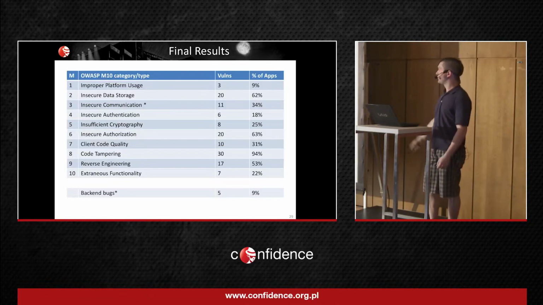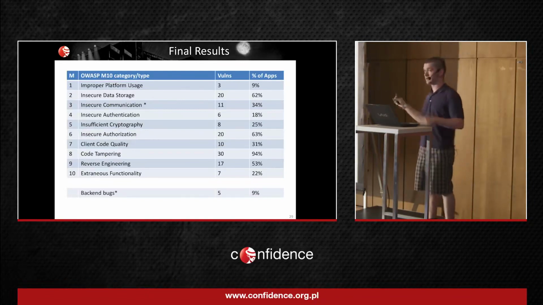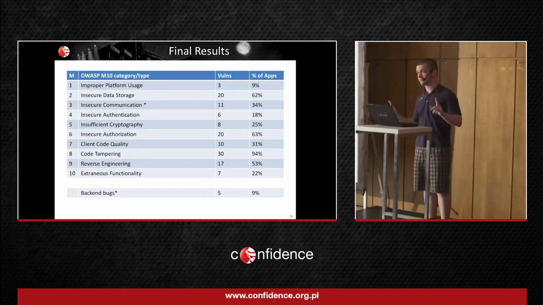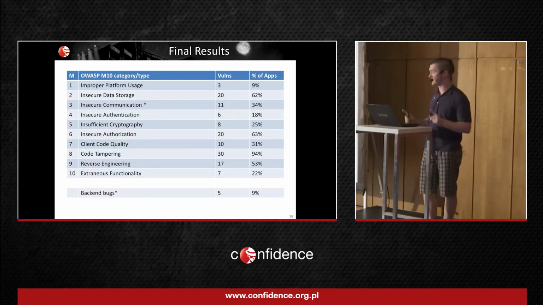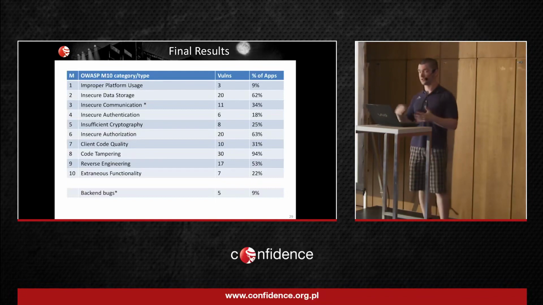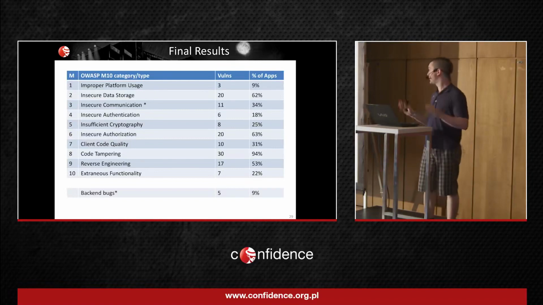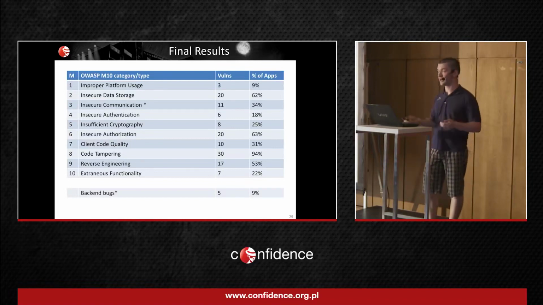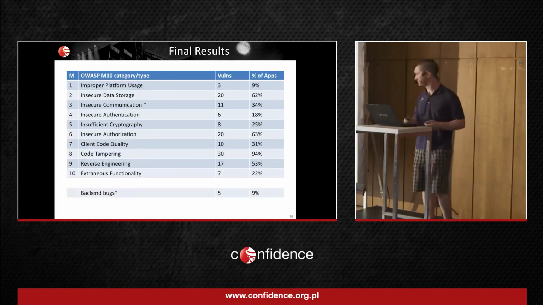The second one is insecure communication. In this table, you can see that there are only 11 apps, but these are only remote access applications. If we took all apps, including local room apps, about 90% of all applications use an insecure channel to communicate with the controller or server.